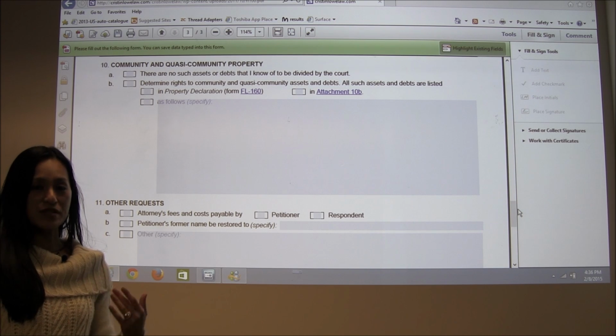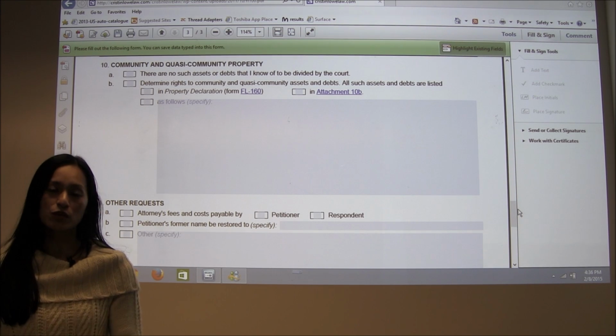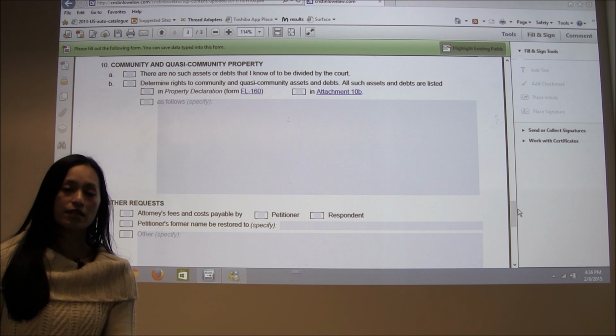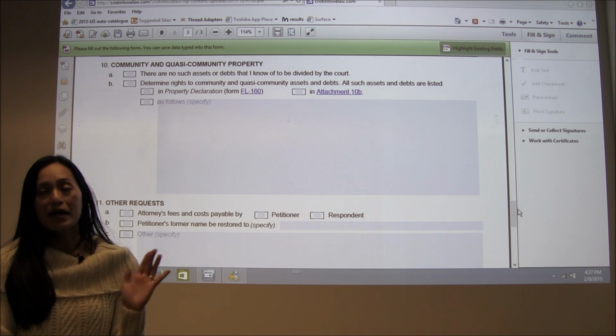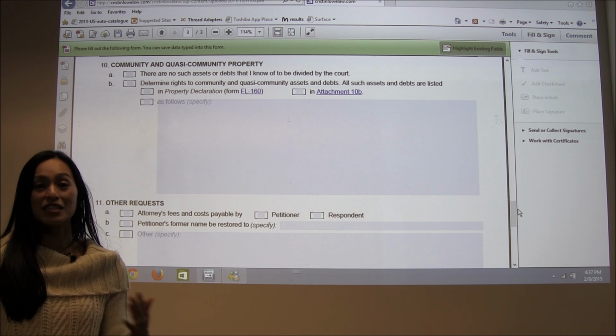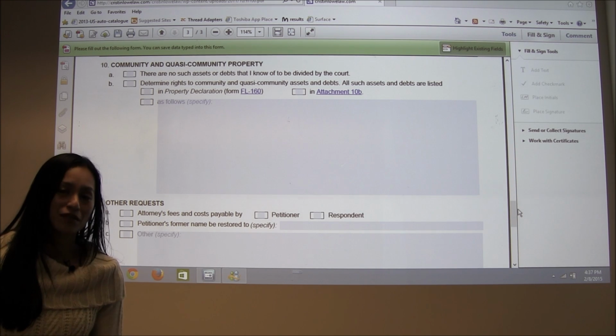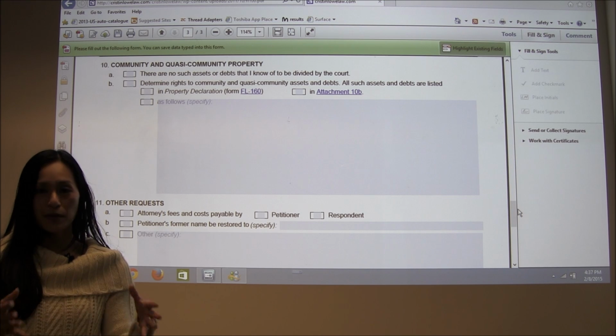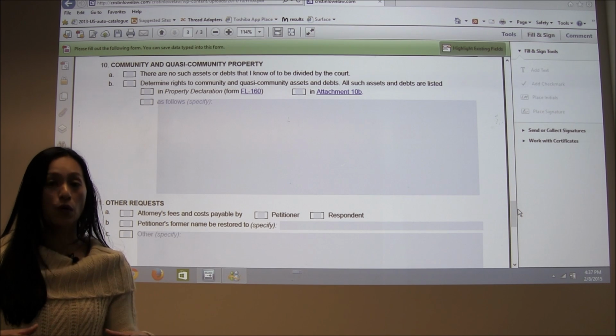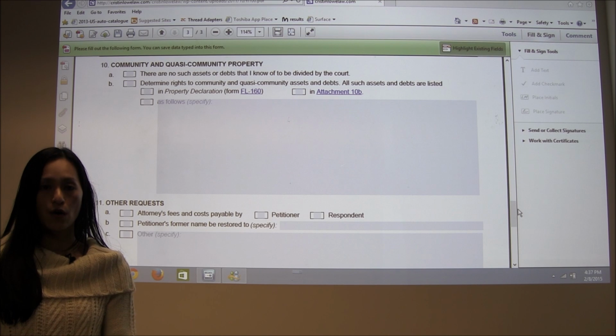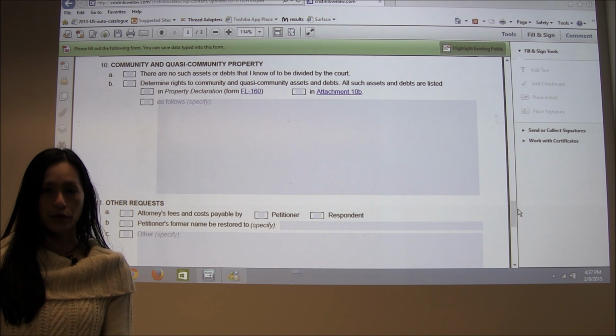So people get confused about community property because I get a lot of questions. Well, I don't have anything, so there's nothing to divide. And in probably about 99.9% of situations, that's not true. So just because you have or don't have a house doesn't mean you don't have community property. Okay? Community property means everything you own and everything you owe that was acquired or incurred during marriage.